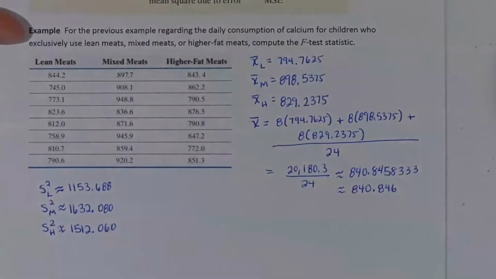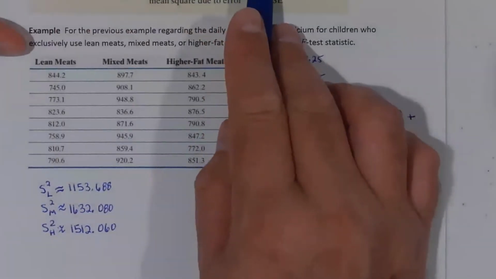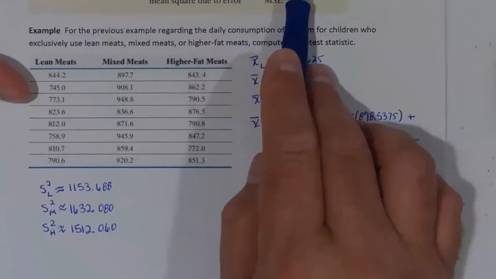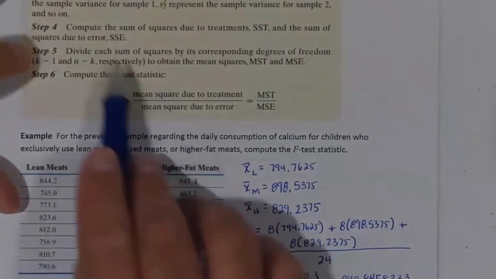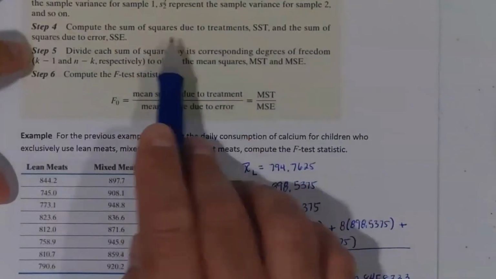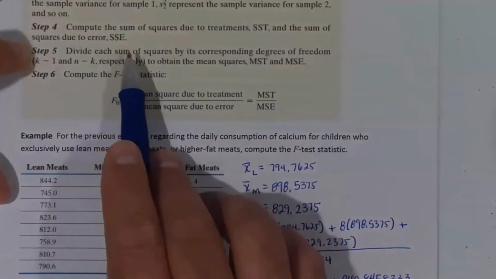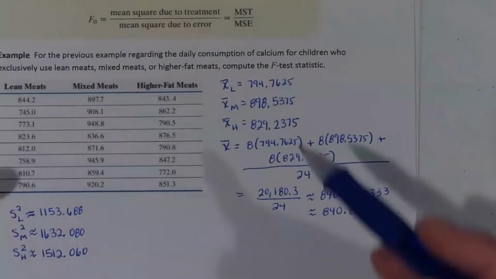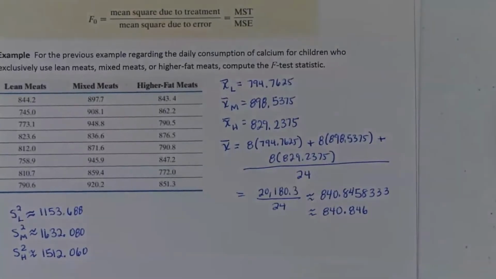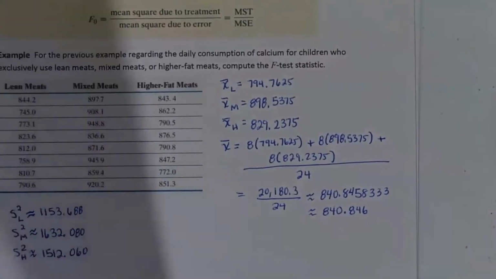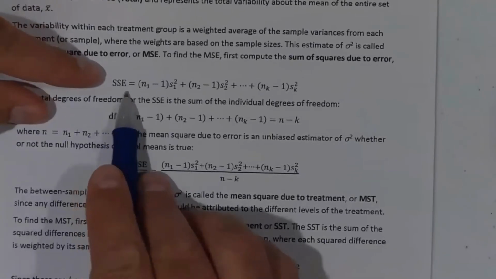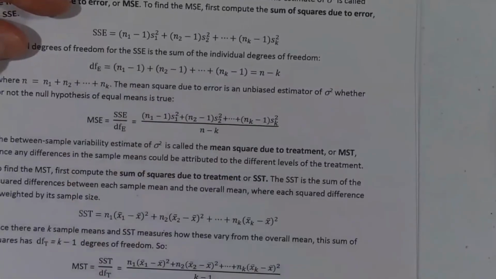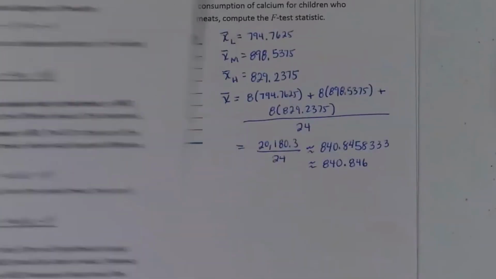So I've done step 3. Now I need to compute the sum of the squares due to treatment and the sum of the squares due to error so that I can find the mean squares due to treatment and the mean squares due to error. So step 4, I'm going to find the SST and the SSE, and then I'm going to use those to find the MST and the MSE. And so I'm going to use these values in order to be able to do that. So I'm going to pull back in my notes. Let's calculate the SSE first, and then I'll calculate the SST. And then once I have those, I'll calculate the MSE and the MST.